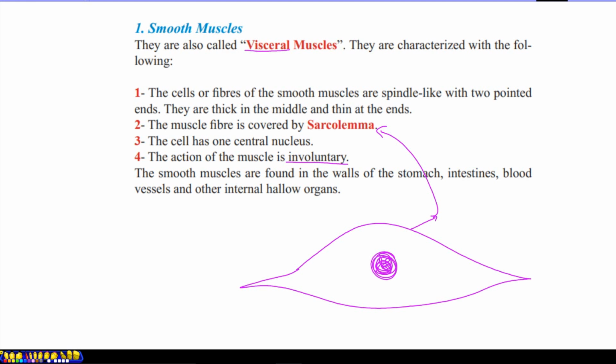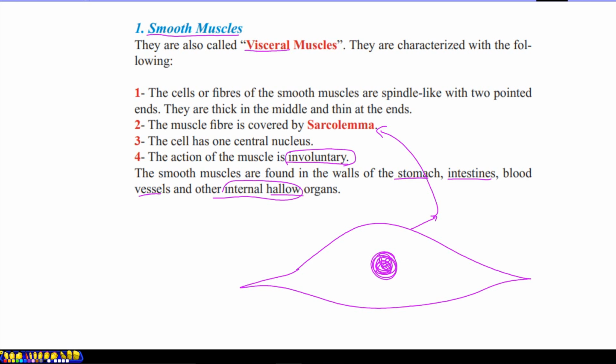So a question in the ministry exam: why smooth muscle is called involuntary muscle? Because it does not work under the control of will. The smooth muscles are found in the walls of the stomach, intestine, blood vessels, and other internal hollow organs which have a cavity or the ability of movement.